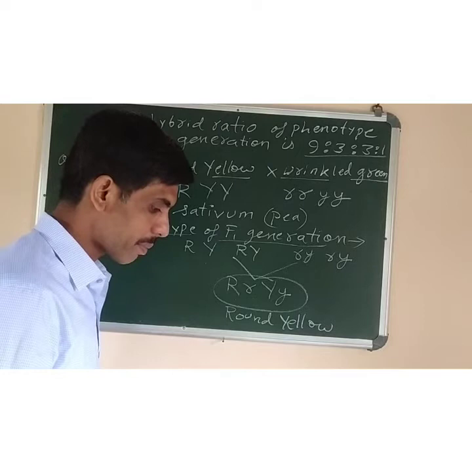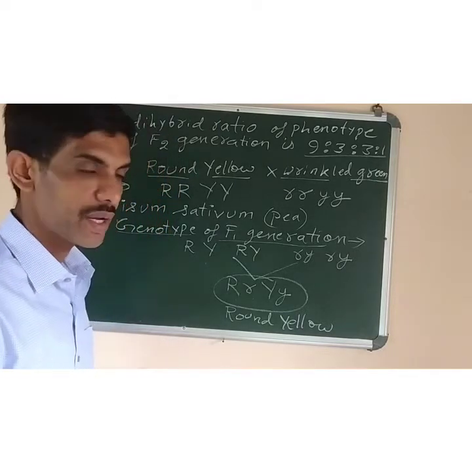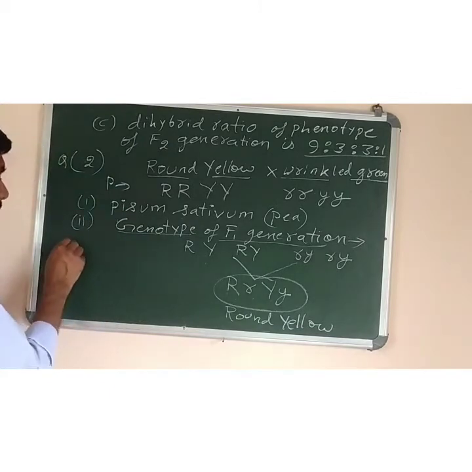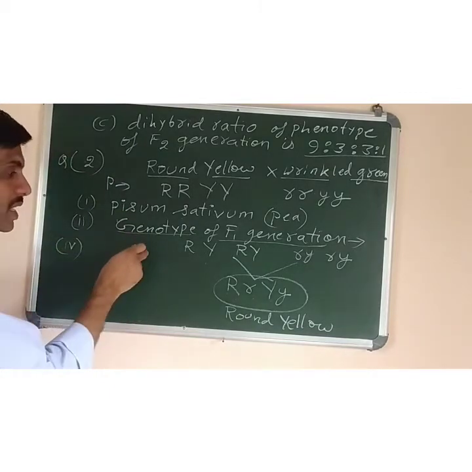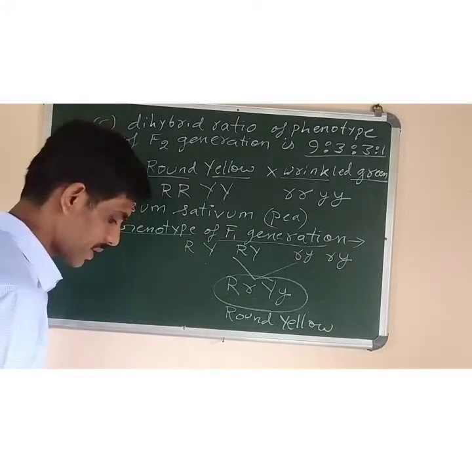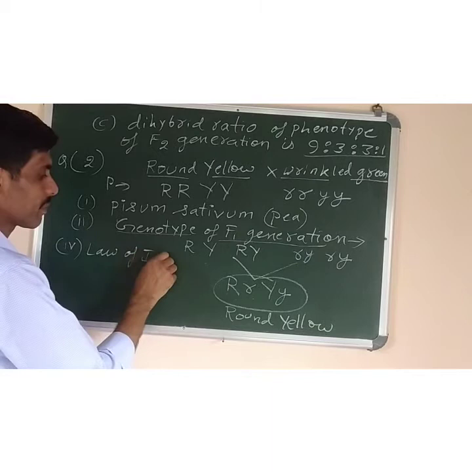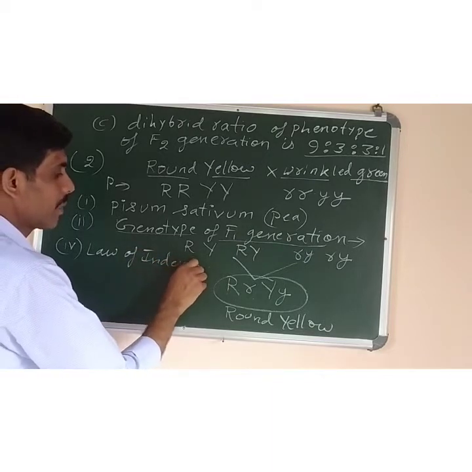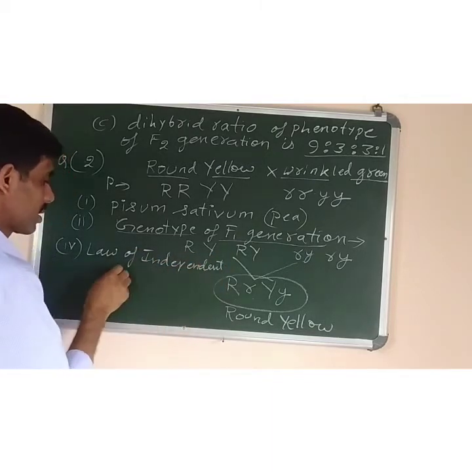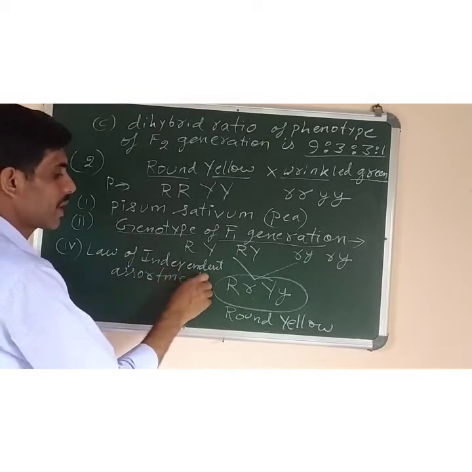Next question is number 3. Name and state the law which explains dihybrid ratio. So number 4 answer will be the law which explains dihybrid ratio is law of independent assortment. So what is the answer? Law of independent assortment. Alright. Now you have to write this definition also of law of independent assortment.